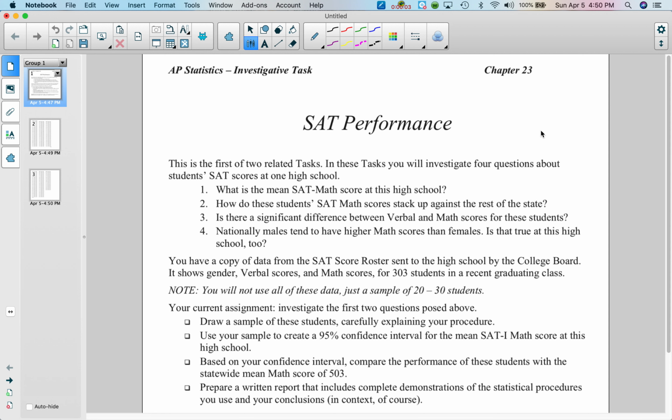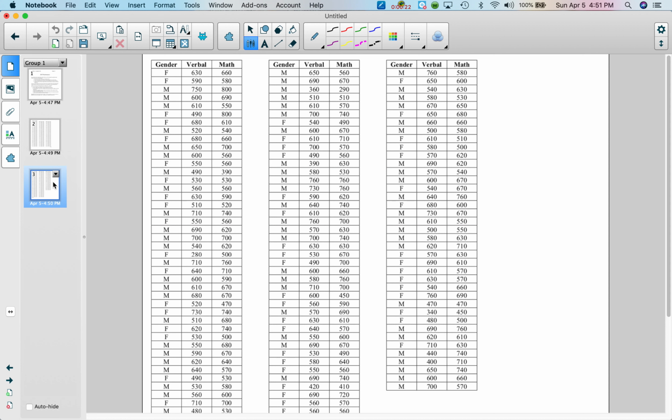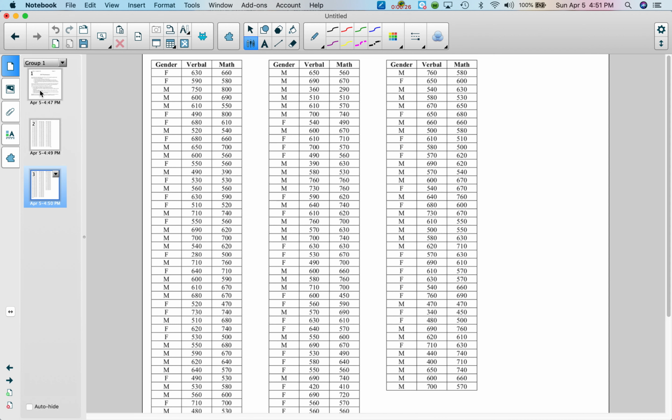All right. I want to explain about this investigative task. You should have this paper. So locate this paper. It should say Chapter 23 SAT Performance. Then you also have a data sheet that says AP Statistics, SAT data, and it should be two-sided. I believe it's two-sided. I don't think I gave you two separate papers. So you need to locate that.